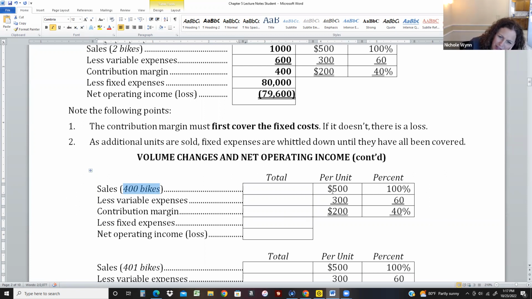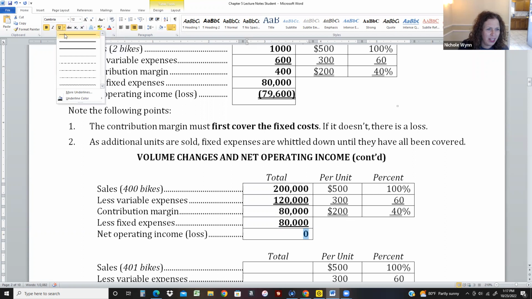So 400 bikes at 500 each, 400 times 500 is $200,000 of revenue. 400 bikes at 300 each is 120,000. So that leaves me with 80,000. And my fixed expenses are exactly 80,000. So this is called the break-even point. It's where my net income is 0. And so I exactly sold enough bikes to cover all of my fixed costs.